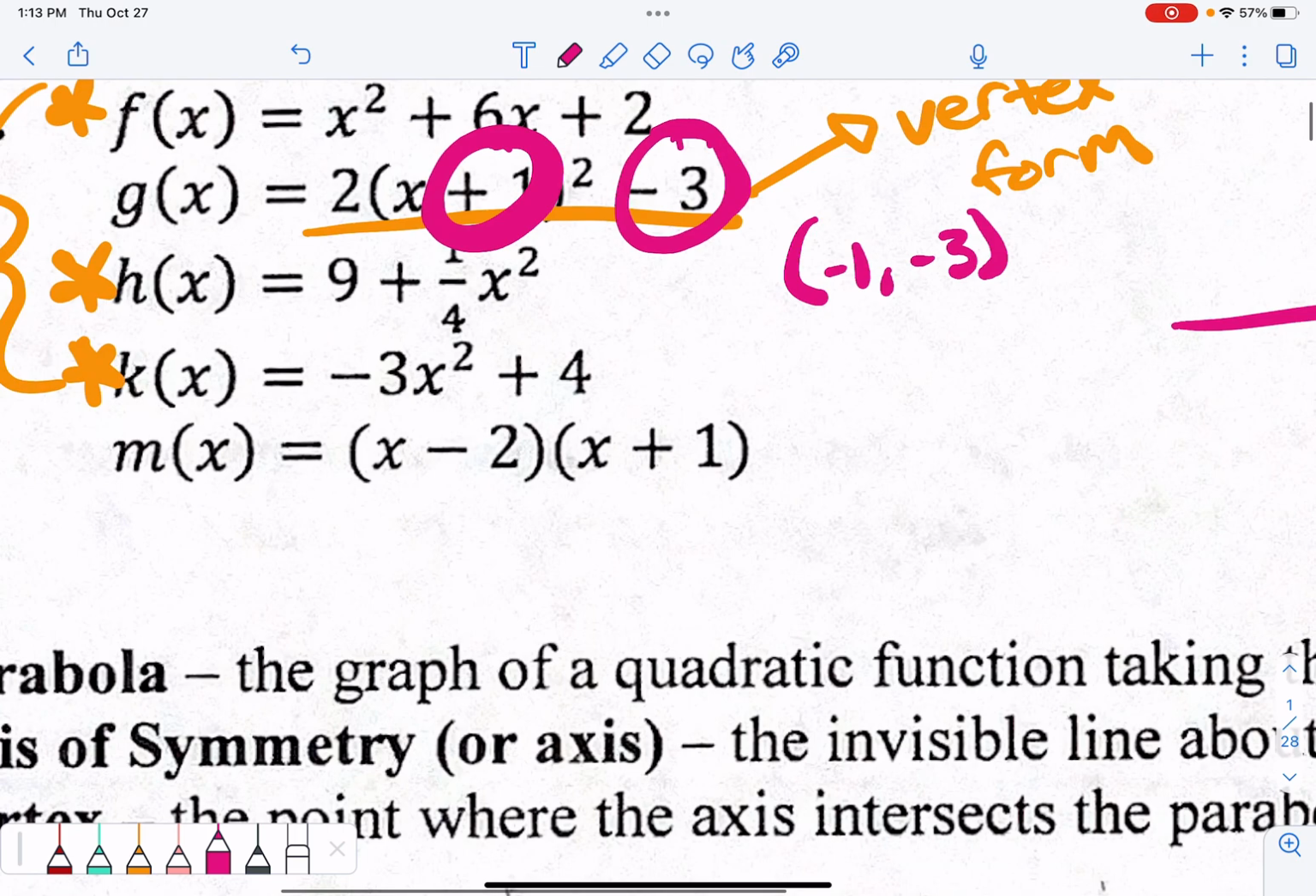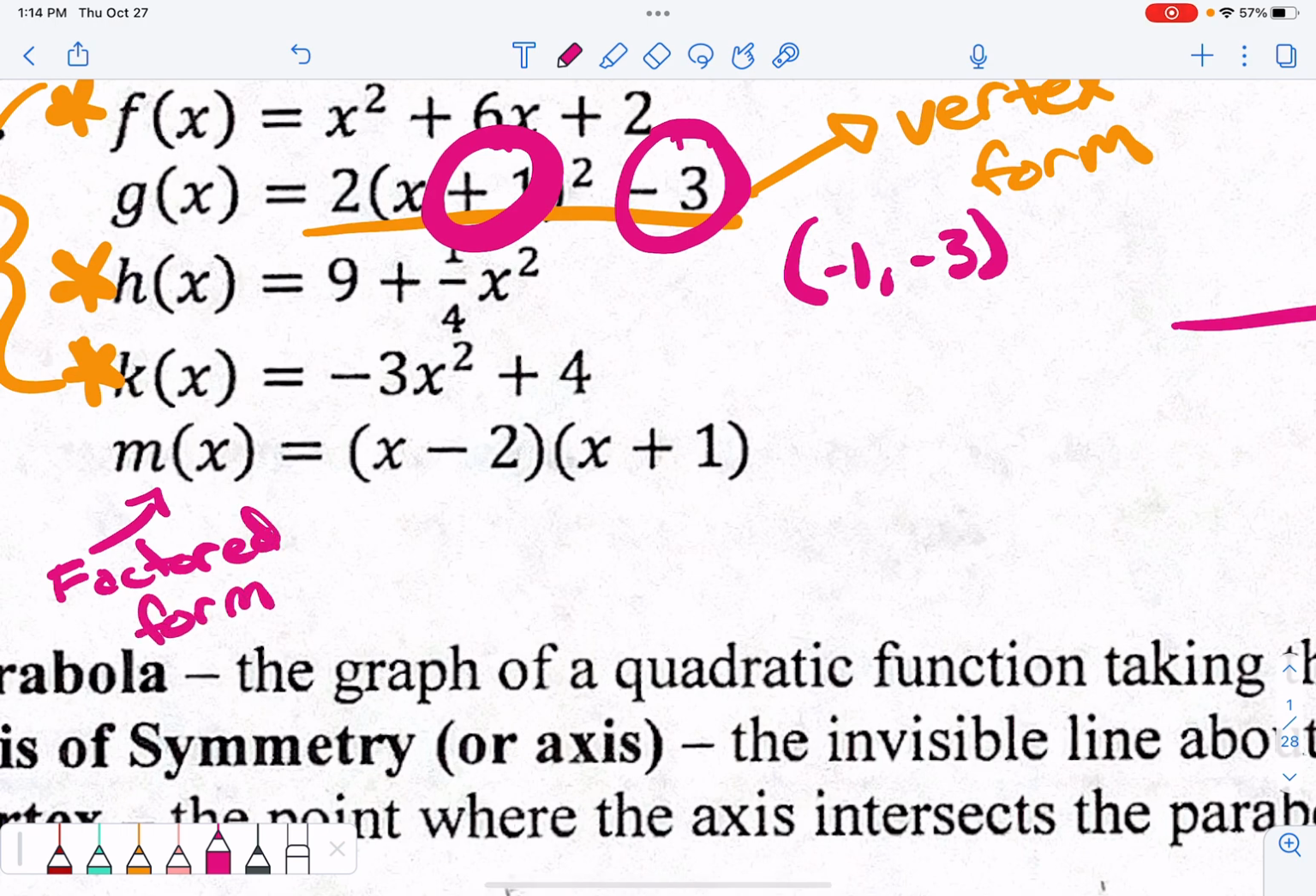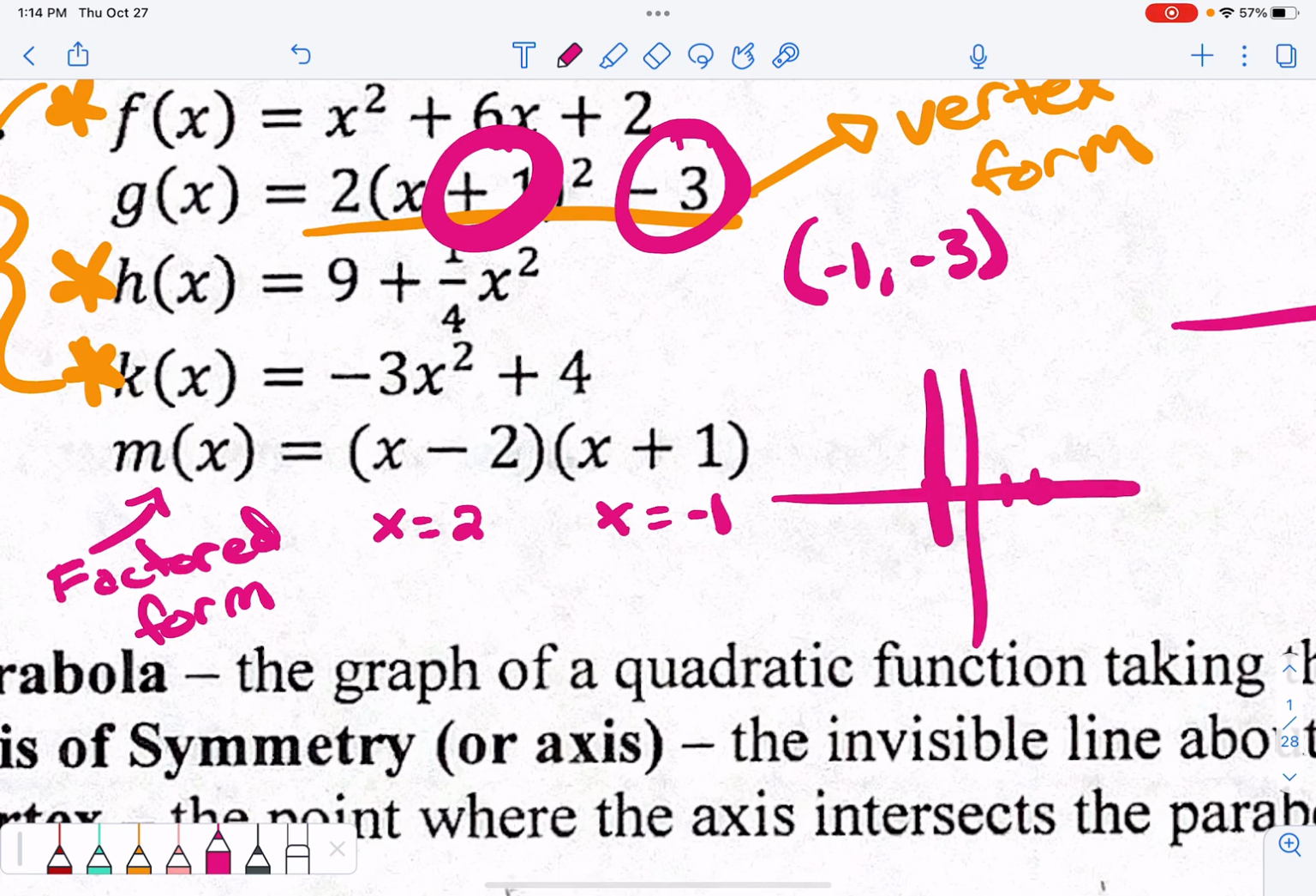This guy is, I call it factored form, because he's factored down, okay? Factored form, and he is really nice. He is harder to find the vertex from, but what's easy to find is if I set these guys equal to 0, like x equals 2 and x equals -1, those are going to be where my zeros are. So when it's in factored form, I can find the zeros of my parabola really easy. Does that make sense?